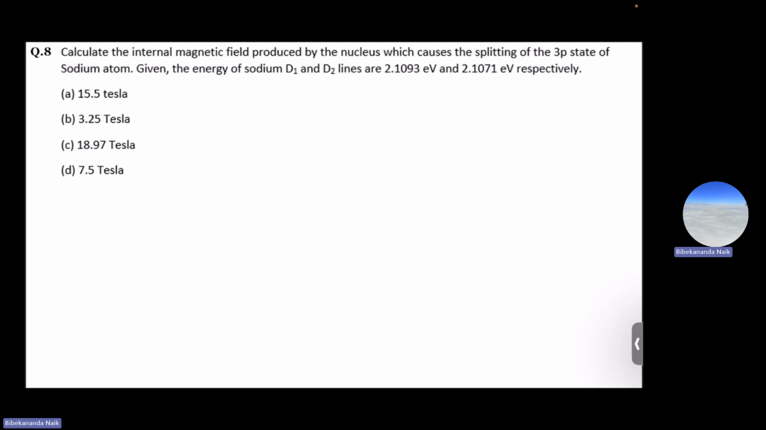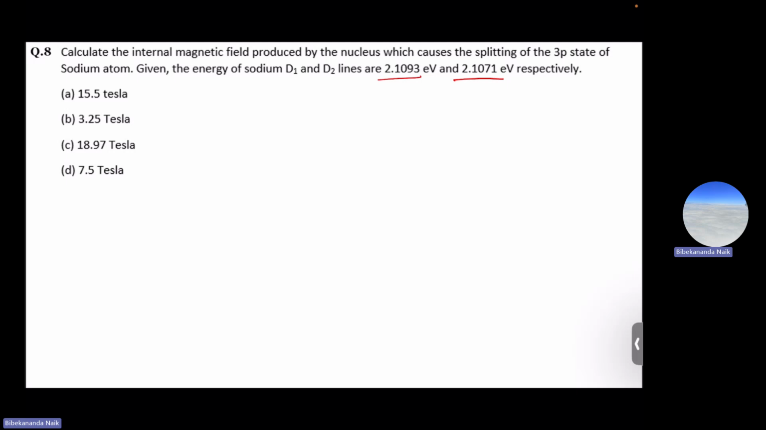Now we move to question number 8. Question number 8 says, calculate the internal magnetic field produced by the nucleus which causes the splitting of the 3p state of the sodium atom, given the energy of the sodium D1 and D2 lines are 2.1093 electron volt and 2.1071 electron volt respectively. So let's understand the question first. The question says calculate the internal magnetic field produced by the nucleus which causes the splitting of the 3p state of the sodium atom, given D1 and D2 lines are of energy this volt and this volt.